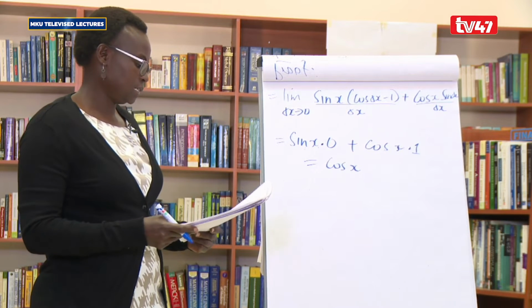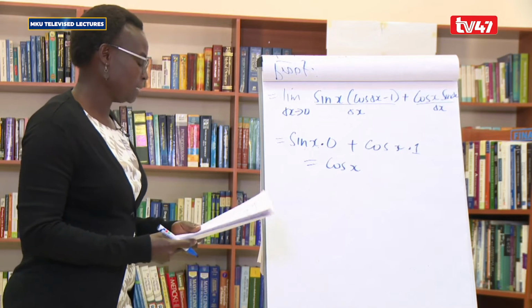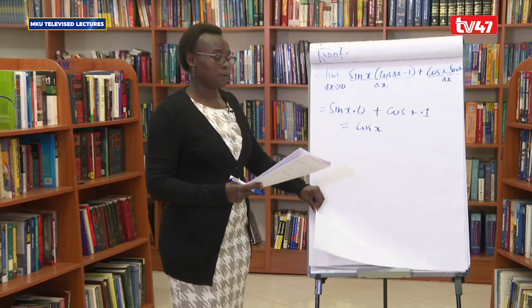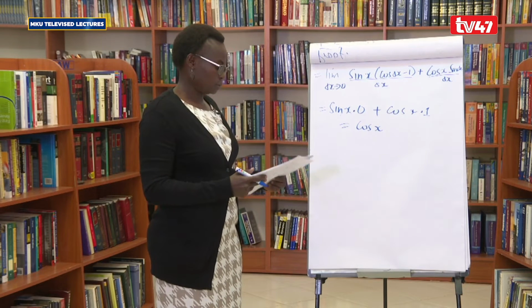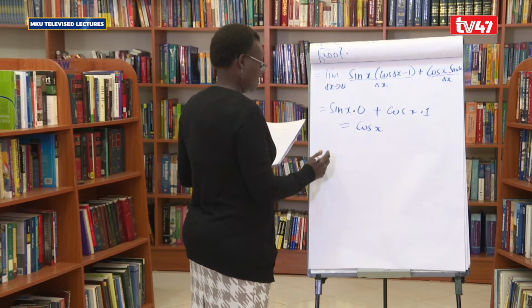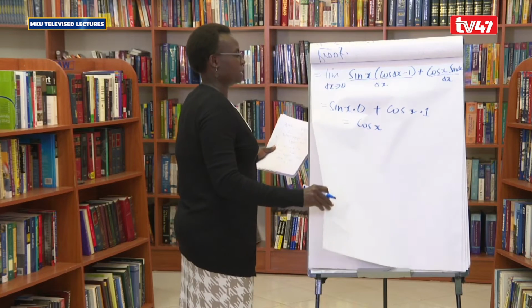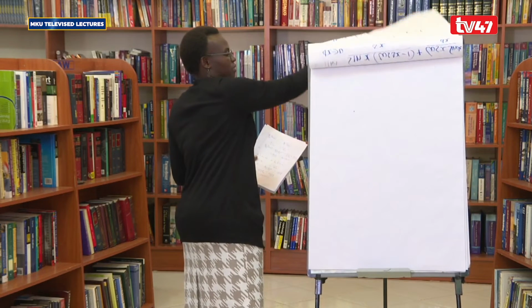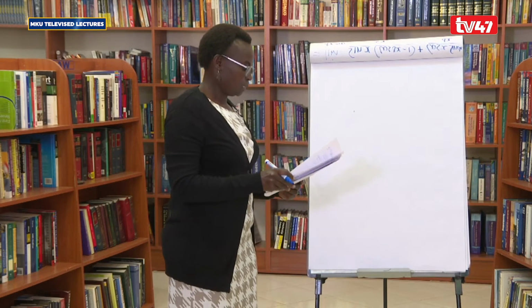To differentiate cos, again you'd use the same first principles, and for tan you'd use the quotient rule and so on. For sec, you use the fact that sec is 1 over cos, and then use the quotient rule. So let's go to examples.